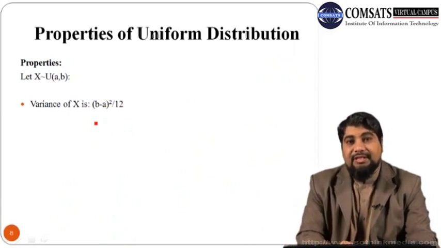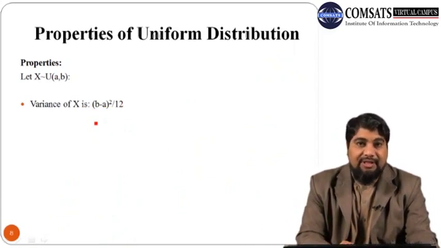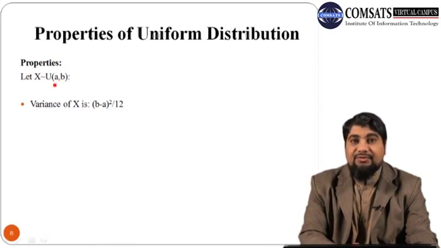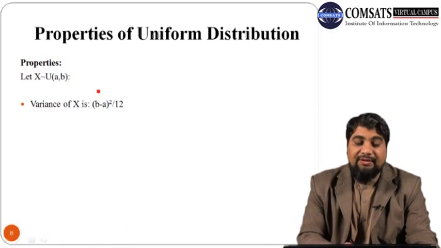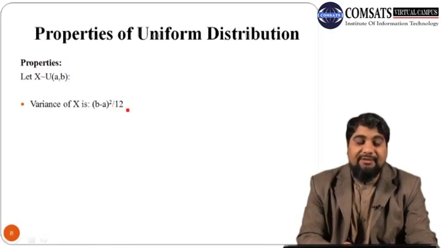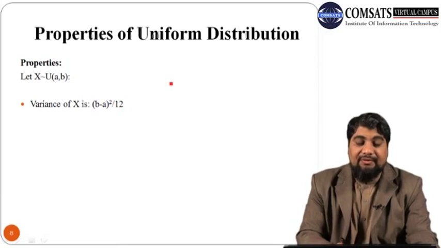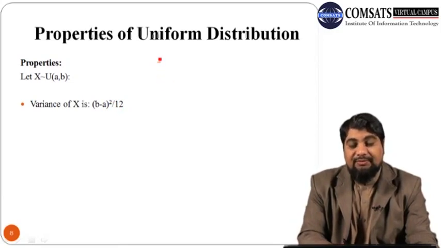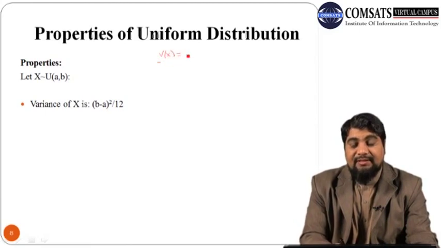So the next property is that the variance of a random variable X, which follows a uniform distribution from a to b, is (b minus a) whole square divided by 12. Now, in order to prove it, we know that the variance of random variable X is defined as the expected value of X square minus the expected value of X whole square.